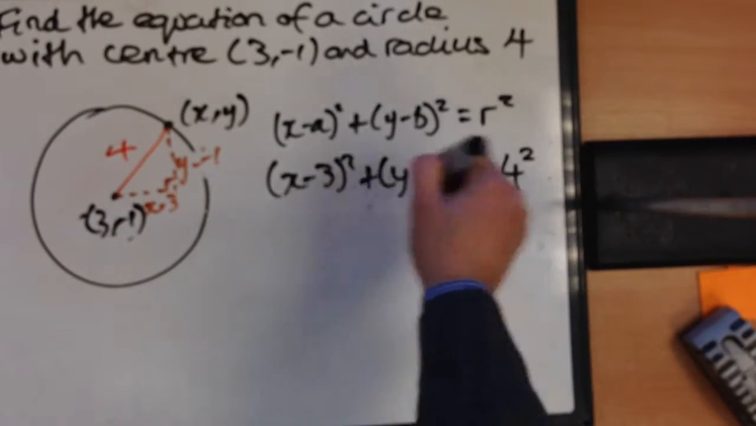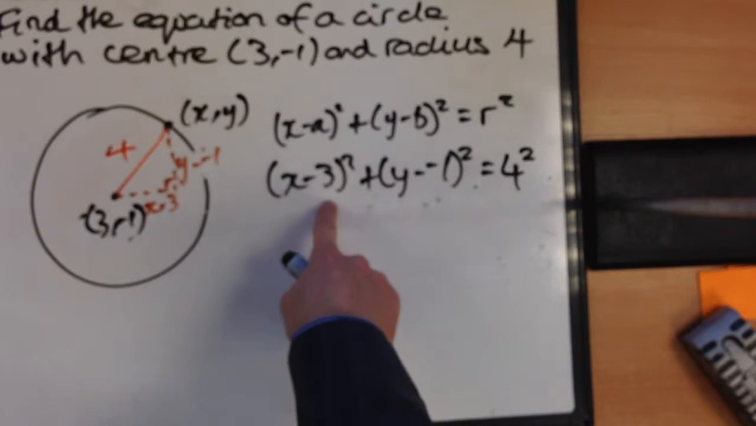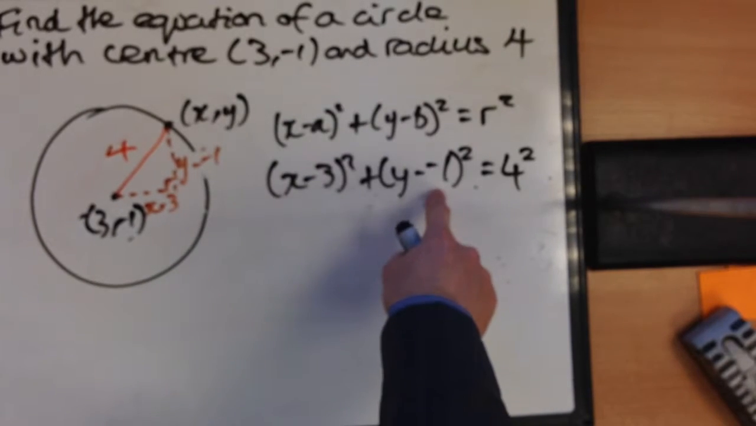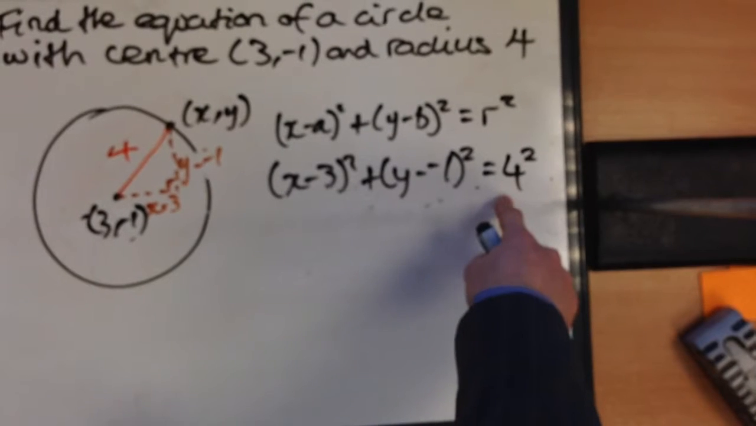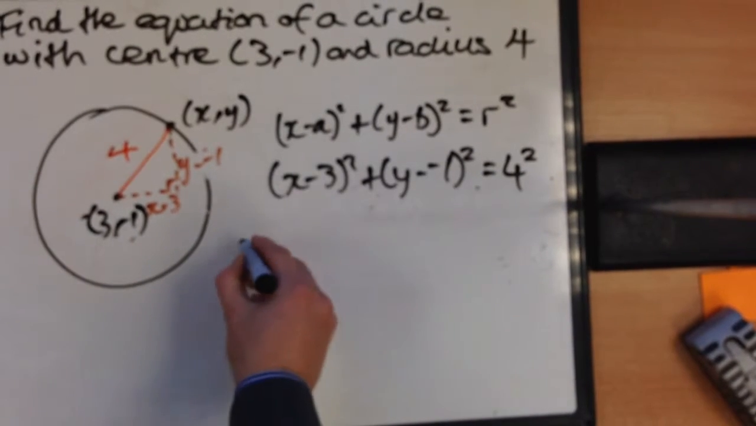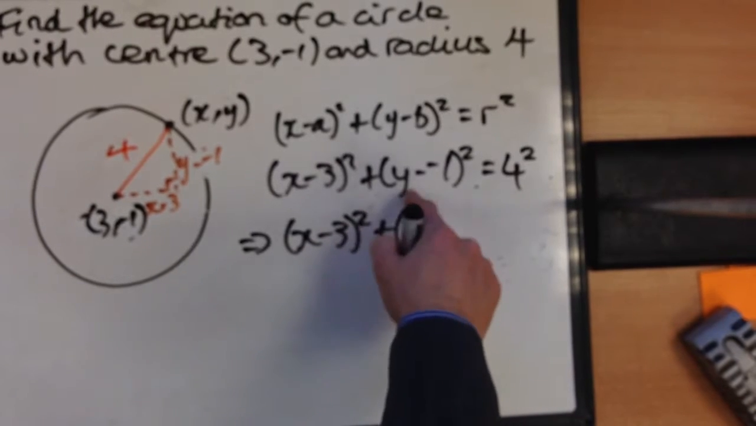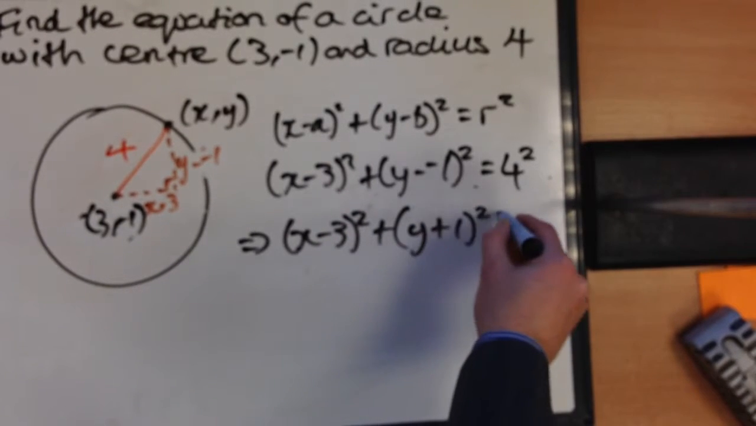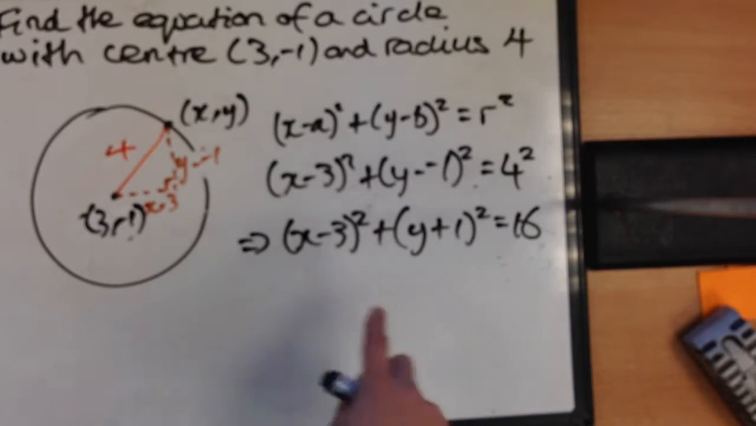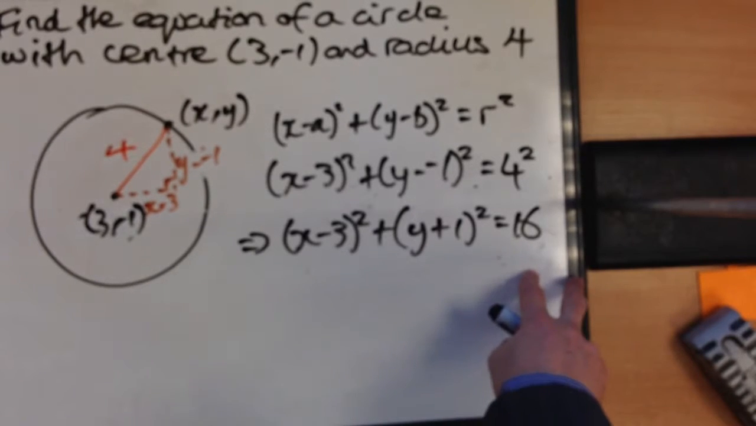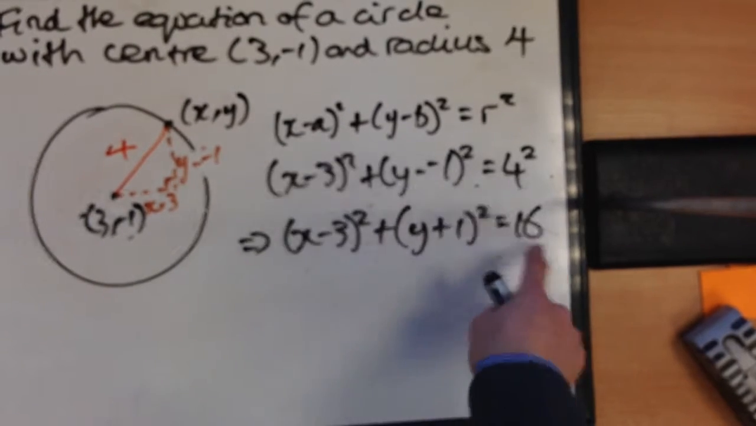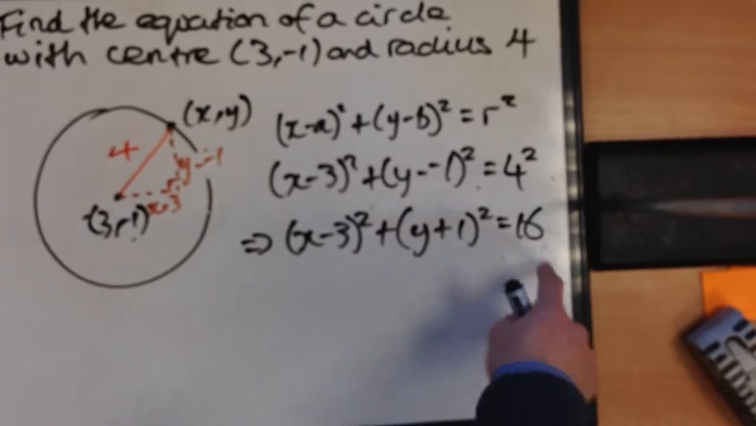4 squared. And looking at the question, a is 3, so we swap that in there. b is minus 1, so we swap that in there. Radius is 4, so that goes in there. This can be written in a slightly more pretty way, so (x minus 3) squared plus this becomes (y plus 1) squared, and 4 squared is 16. And that'll do for the answer. You don't need to expand the brackets and collect things together because the question will want an equation, and that'll do.